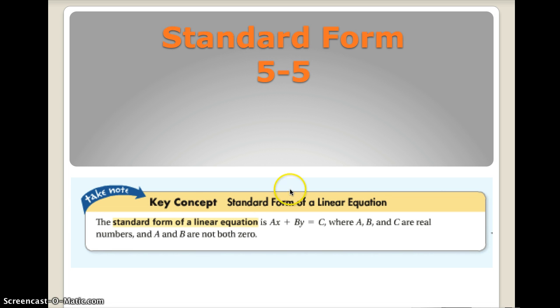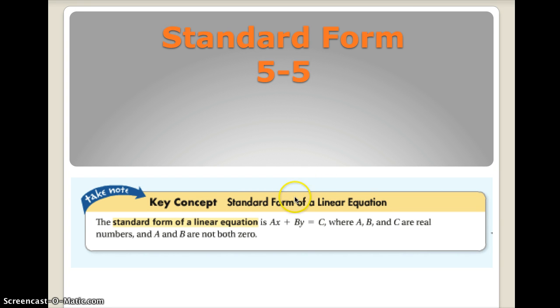Standard form, 5-5. Standard form is the third way you're going to learn how to write a linear equation. The first way you wrote it was slope intercept form, which was the y equals mx plus b. The second way you did it was point slope form, which was the y minus y1 is equal to m times x minus x1. The third way you're going to do it is called standard form.